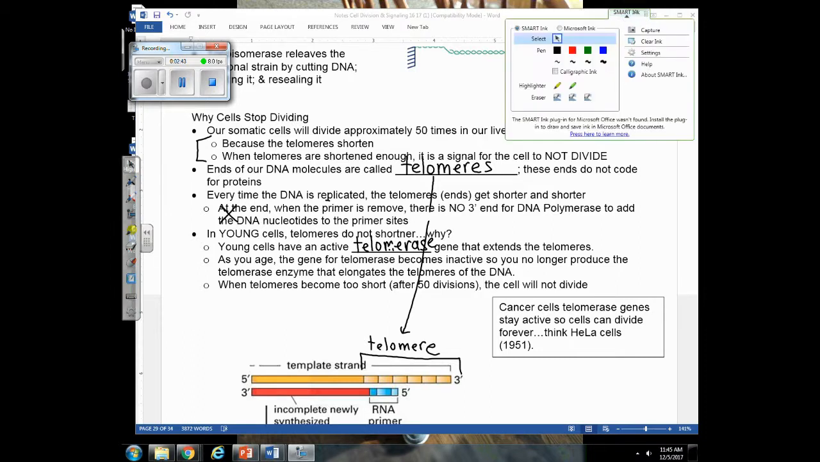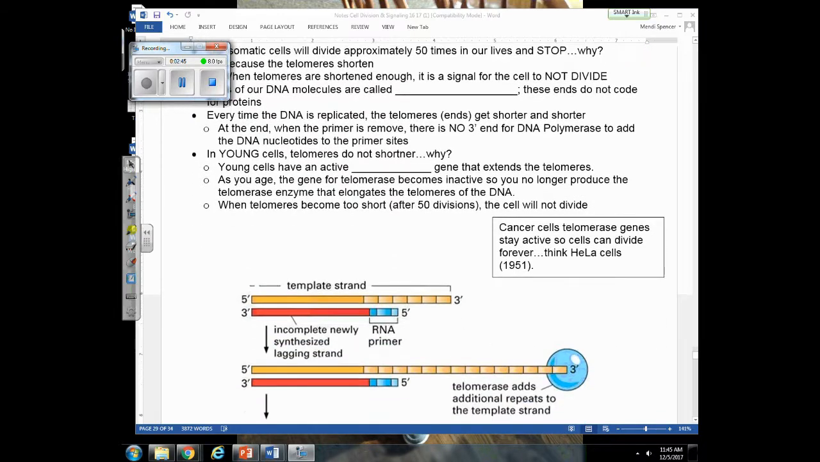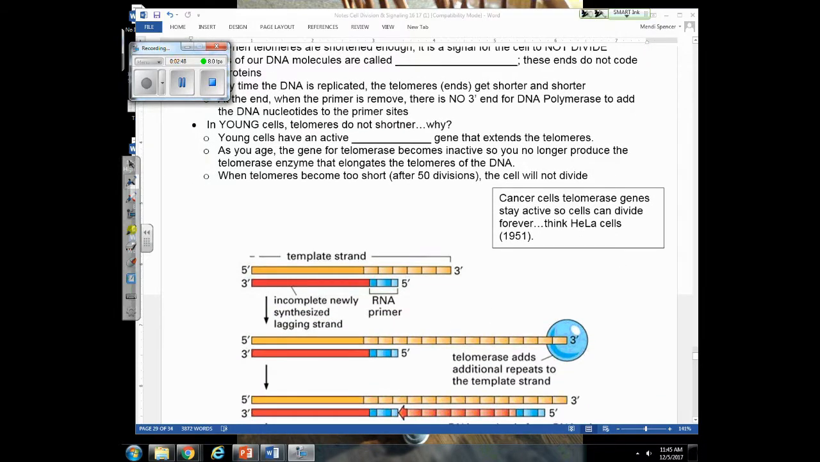So there's a telomerase gene that codes for this enzyme telomerase, and telomerase can rebuild the telomeres whenever you're young. Let me move this down a little bit so that you can see that. So this is telomerase, and it's extending or rebuilding the telomere, preventing it from shortening up over time.